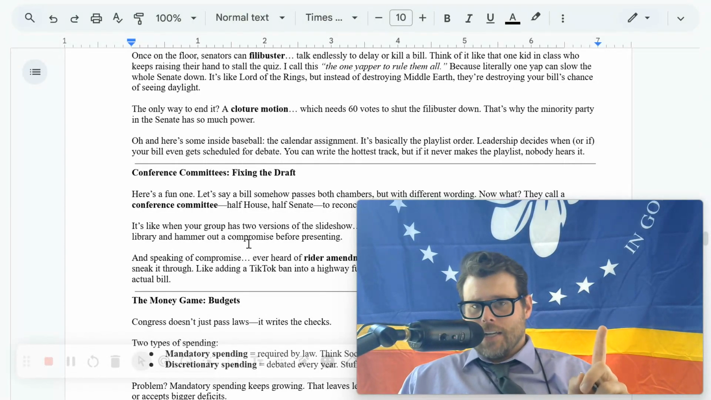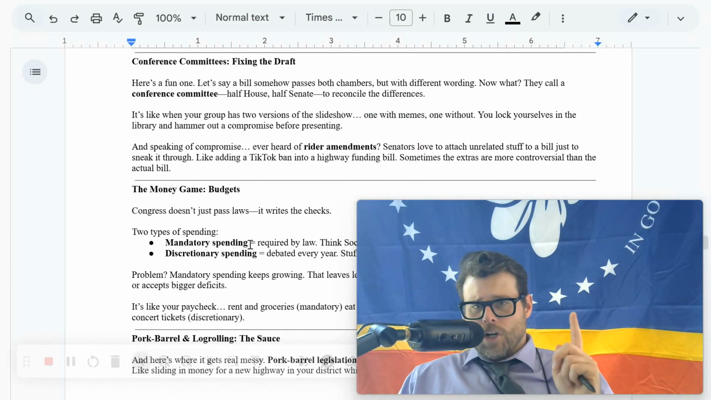Oh, and here's some insider baseball knowledge, right? The calendar assignments, it's basically the playlist order, right? The leadership decides when or if your bill even gets scheduled for debate. You can write the hottest track ever, right? But if it never makes the playlist, nobody hears it.